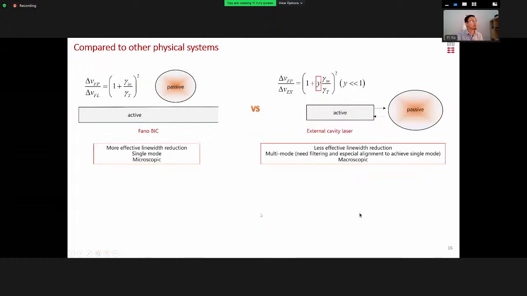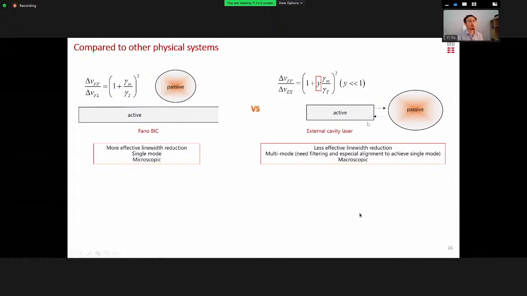And also we can compare our system with external cavity lasers. In this case, maybe it's not that intuitive, but if you look at the equations, we can find that the line width reduction factor of final lasers is, as I just showed, something like this. And for ordinary external cavity lasers, it has a very similar formula, but there is an extra factor here, gamma, which is typically smaller than 1.